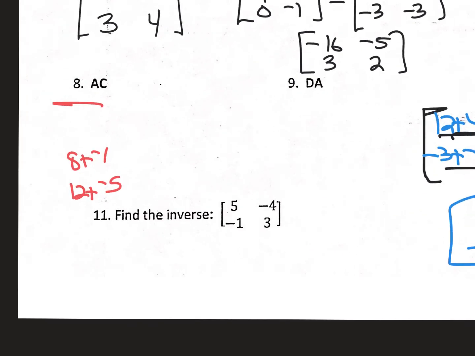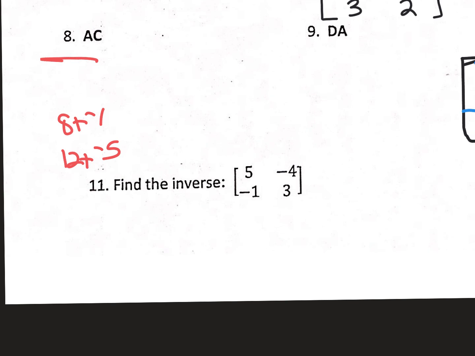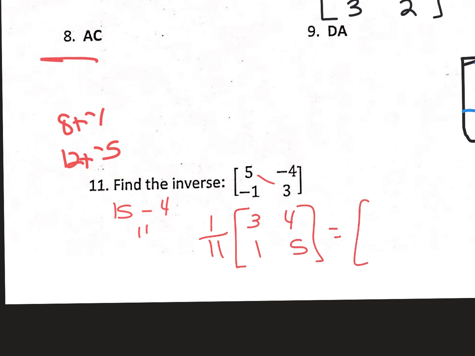All right, number 11, something different here. Inverse, that's where we had all those gestures the other day. Remember, so I'm gonna find the determinant, which means I'm gonna multiply this way, get 15. Multiply the other diagonal, get 4, always subtract, that's 11. Flip it, put it in the front. So I'm going 1/11th after I flip it, put it in the front. Trade places with your first and fourth numbers, switch sides on your second, third. All right, and then just distribute that 1/11. So it'd be 3 over 11, 4 over 11, 1 over 11, 5 over 11, and that's the inverse right there.